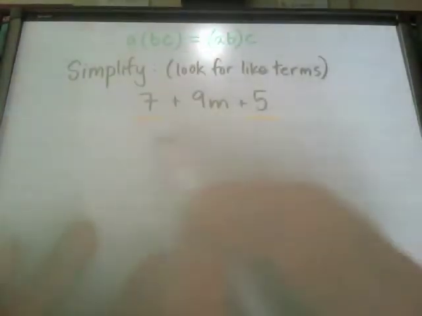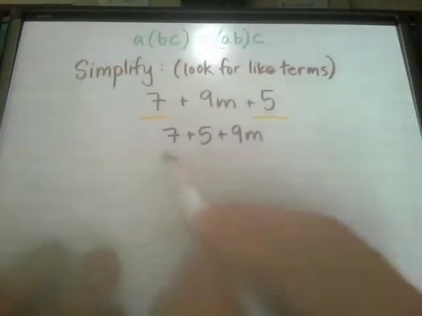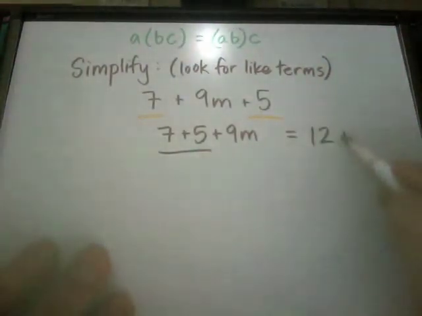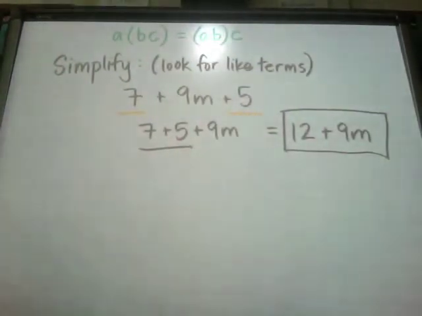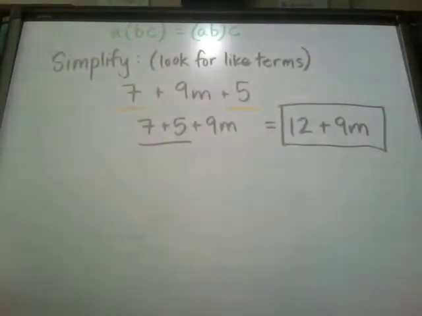Now you guys don't have to write this down, but technically what we're gonna do, we're just gonna do it in mental math, is we're gonna change the order and we're gonna put these two together because they're alike, and then I can add them together. This is all you can do. Doesn't say solve, I don't know what M is. I'm just simplifying by combining the like terms.